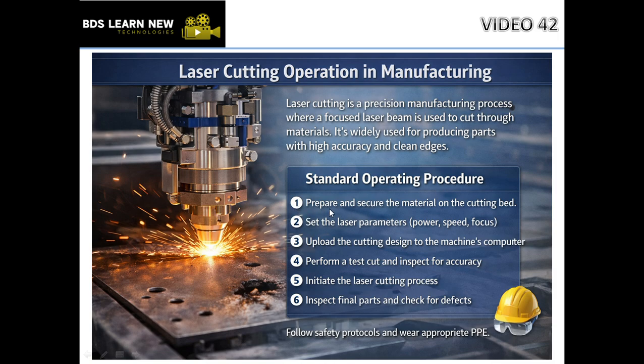First of all, prepare and secure the material on the cutting bed. Second, set the laser parameters like power, speed, focus. Third, upload the cutting design to the machine's computer. Fourth, perform a test cut and inspect for accuracy. Fifth, initiate the laser cutting process. Sixth, inspect final parts and check for defects. And remember, always follow safety protocols and wear appropriate PPE kits, right?